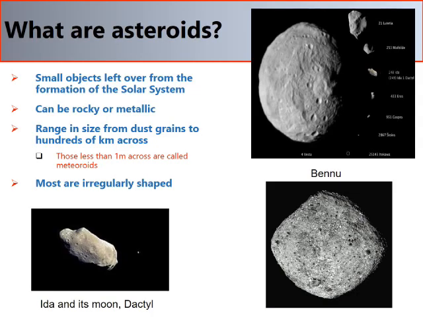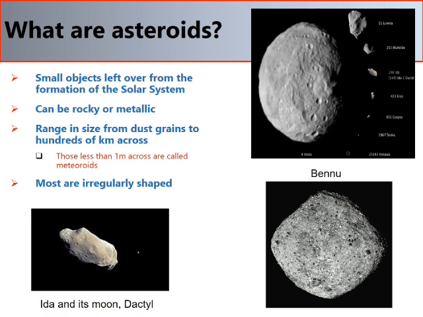So what exactly are asteroids? Well, they're basically small rocky or metallic objects left over from the formation of the solar system. And when I say small, they can range in size from tiny dust grains to being hundreds of kilometers across. And as you can see from the picture on the right-hand side, they can be all sorts of strange shapes. They are not normally spherical. They tend to be rather irregular shapes.